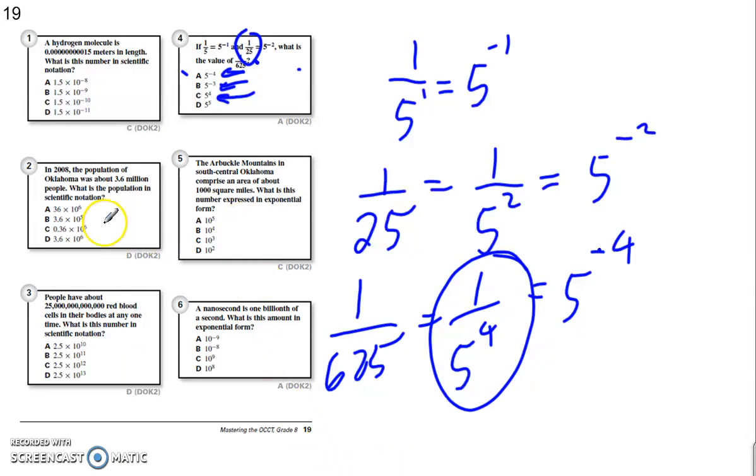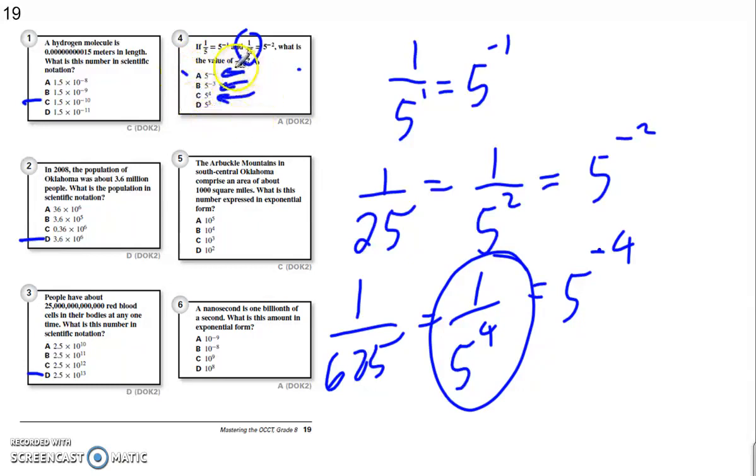All right, page 19. If we're changing into scientific notation, remember, don't just count the zeros. We count the decimal places, how many we move that over. Answer here is C. Number 2 is D. Number 3 is D.